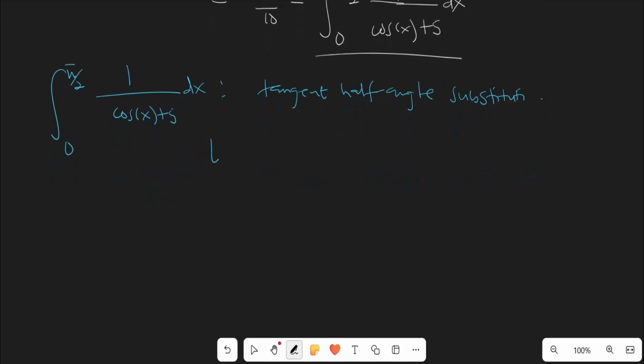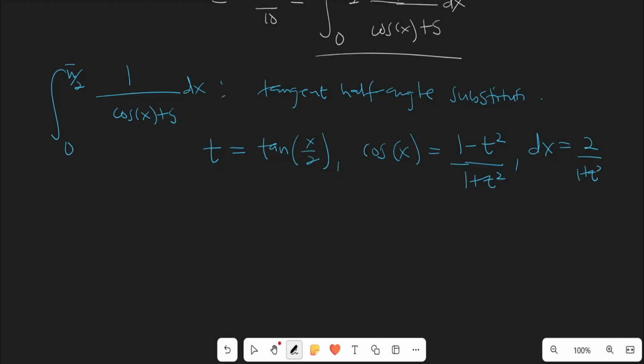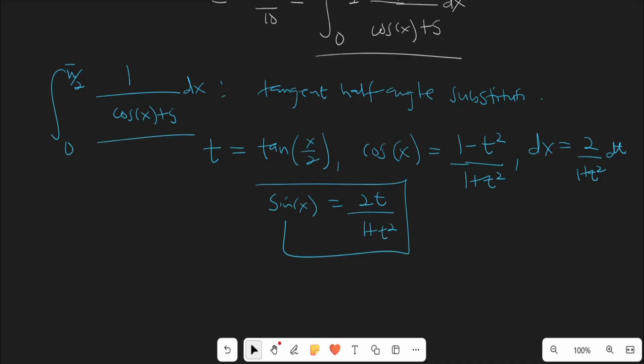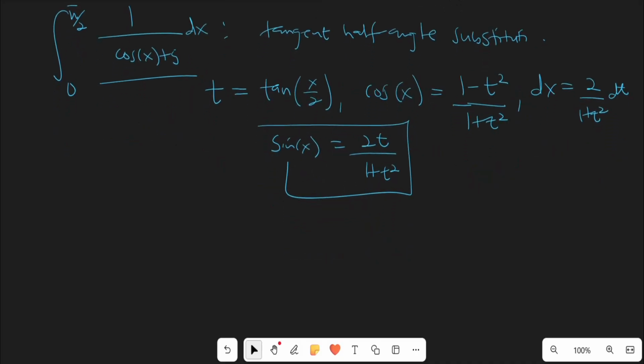So here the substitution is that t is equal to tan of x over 2. We have the substitution for sine, but we don't really need sine here, so we need cosine of x. Cosine of x is 1 minus t squared over 1 plus t squared. And dx is going to be 2 over 1 plus t squared dt. Sine of x is 2t over 1 plus t squared, but we don't really need sine here because there's no sine in the integrand. So let's plug all those values in and hope for the best.